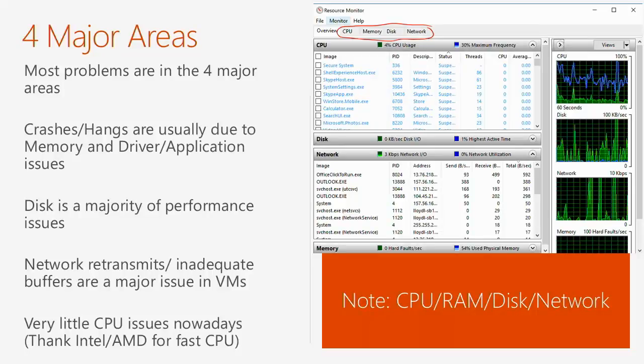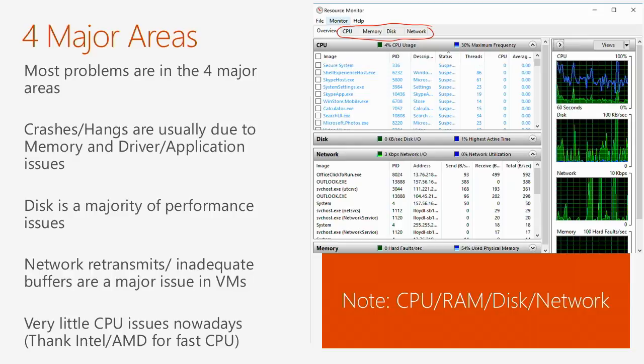Okay, so what are the 4 major areas that we always look at for systems? I think you know what they are. They're actually highlighted up there in your resource monitor, right? CPU, RAM, disk, and network. Now, let's talk about some of the issues that you usually get. Number 1, crashes and hangs are usually due to memory, driver, and so on. So those are the main ones that cause crashes.